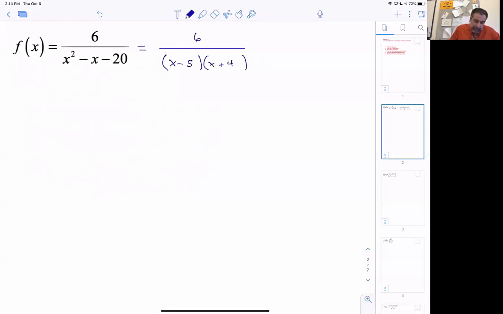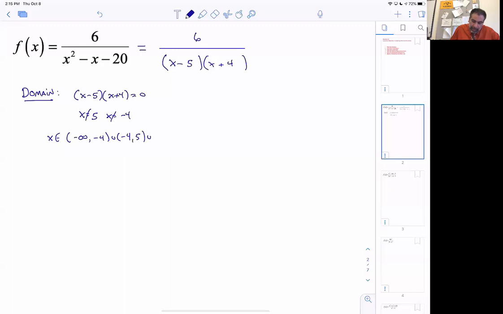So our domain in this case. Step 1, find the domain. The domain is all about making sure the denominator is never 0. So let's find out where it equals 0. In this case, it's going to be x equals 5 and x equals negative 4. So these are the domain restrictions of this problem. x can't equal 5, x can't equal negative 4. If you want to use some interval notation, that's great. It'll be from negative infinity to negative 4, from negative 4 to 5, and then from 5 to infinity. Okay, so there's the domain.